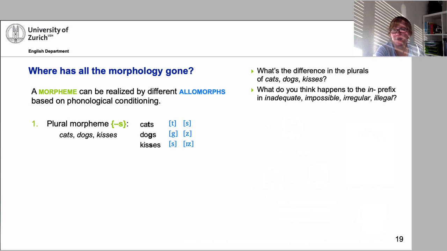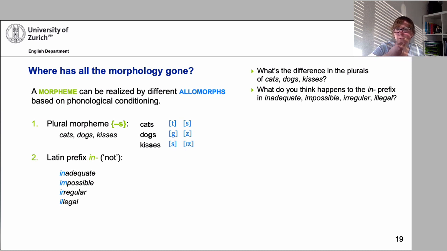For the second example with the not prefix, right? We also have something that's called assimilation based on the following sound. Impossible, right? So you have a bilabial sound to match with the p sound, which is also bilabial, irregular, and illegal. That's a process called assimilation. Now, in this case, it's obviously so lexicalized, and it's been assimilated for hundreds and hundreds of years.